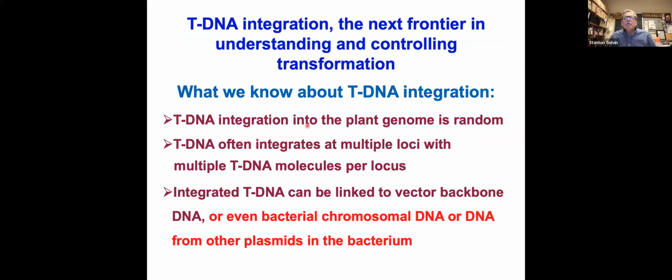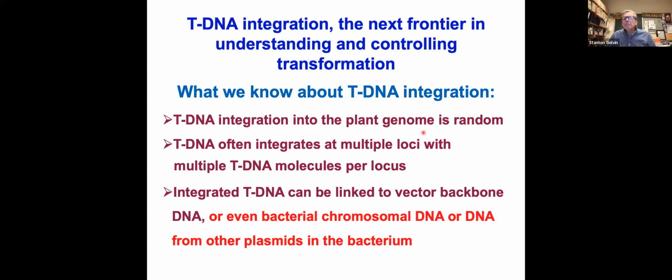And what do we know about T-DNA integration? Several things. First of all, we know that T-DNA integration into the plant genome is completely random. Now, if you look in the older literature, you may find a lot of papers published on Arabidopsis, rice and Medicago saying that T-DNA goes preferentially into transcriptionally active genes, or promoter regions, or AT-rich regions, which tend to be promoter regions.